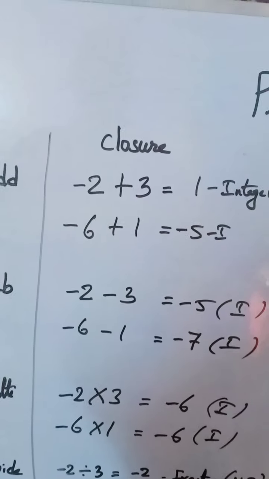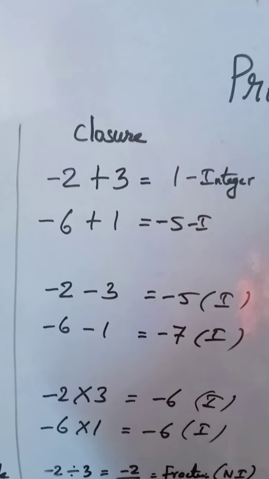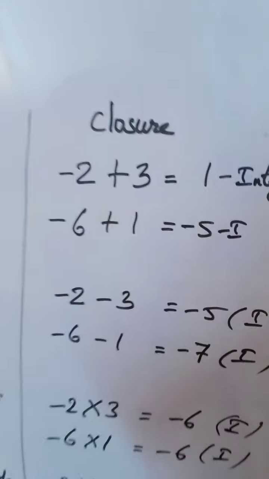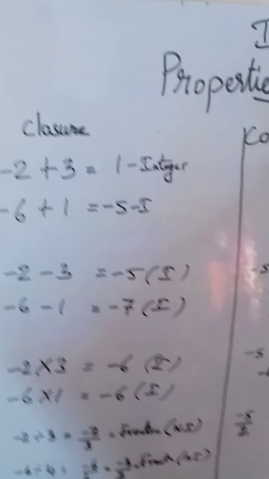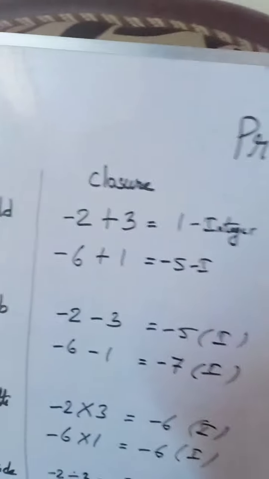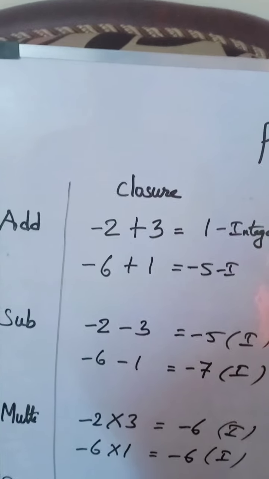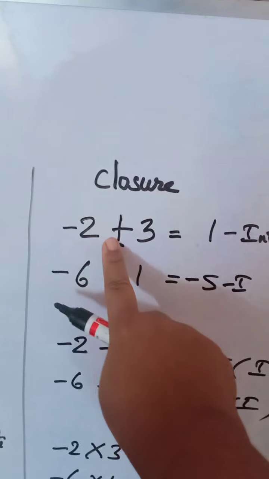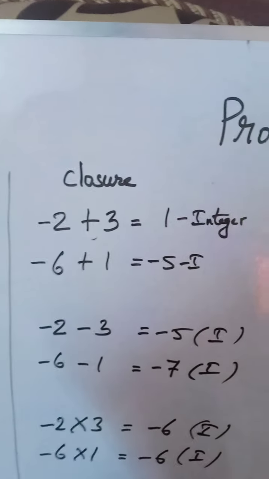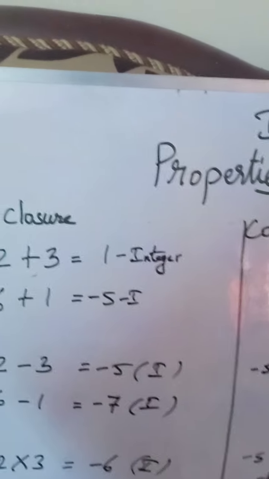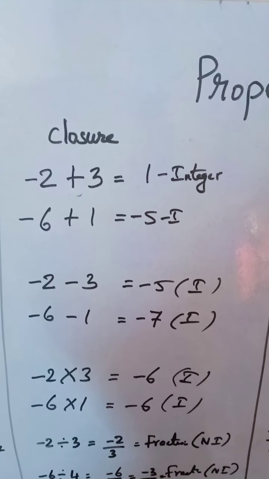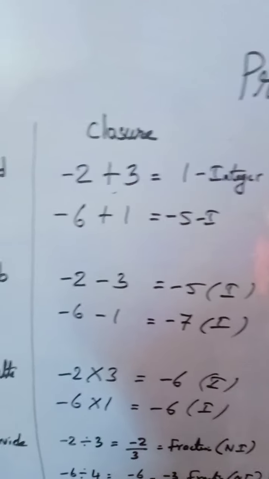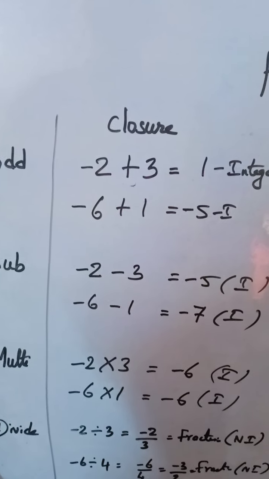Under the closure property, I have taken two numbers, minus 2 and 3. Clear? In the first case, the operation of addition, I have added minus 2 plus 3. So the answer is 1. Clear children? Under the property of closure, the first one is addition. So I have added two integers.